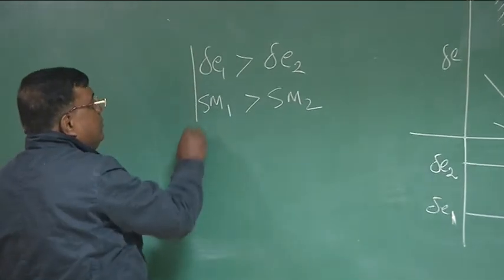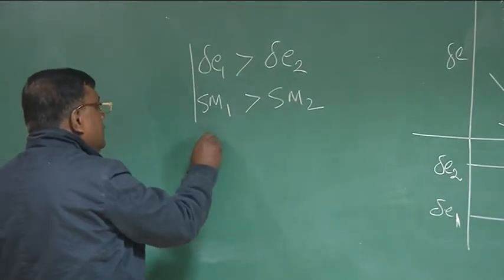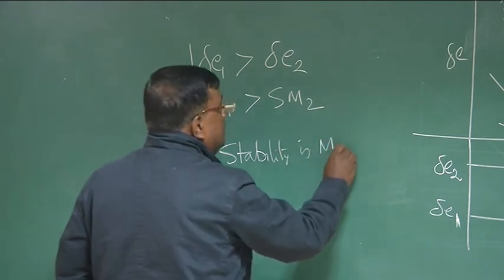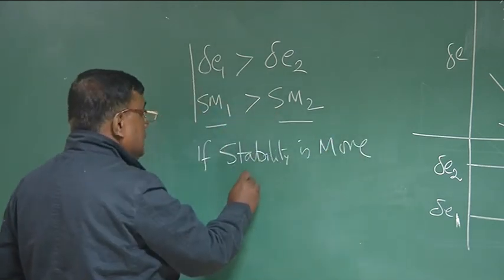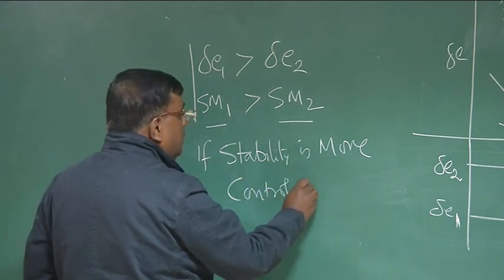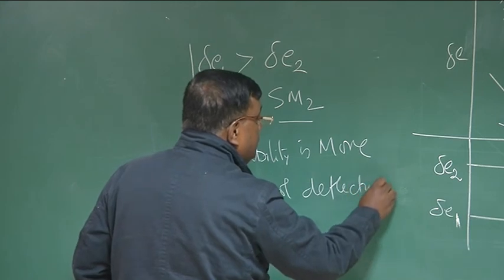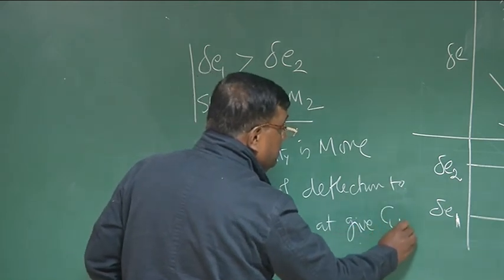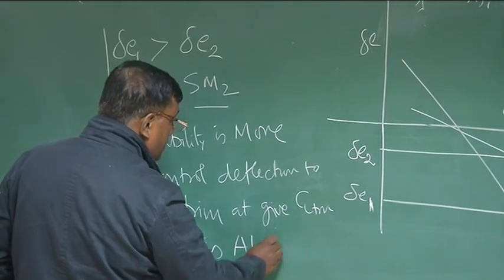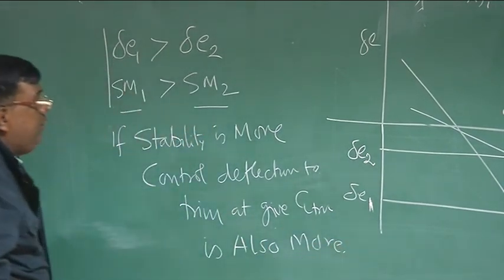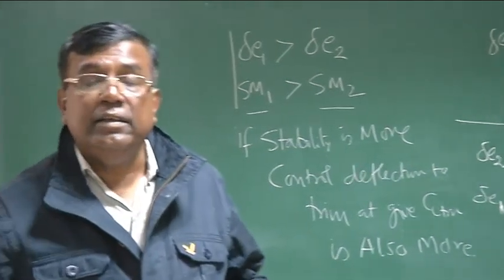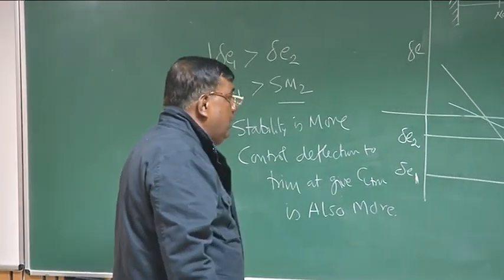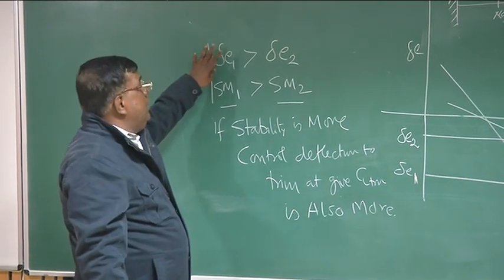So what is the message you are getting here? It's telling that if static stability is more, which is like SM1 greater than SM2, then the control deflection to trim at a given CL trim is also more. So we say the pilot finds it difficult to trim. If that stability margin becomes excessively high, he may not be able to trim it or will find it difficult to trim unless you carefully design it. So this also establishes the relationship between control and stability.